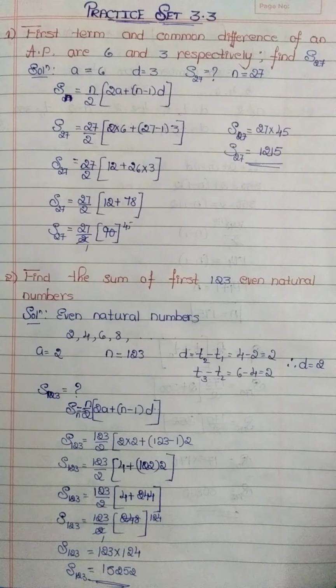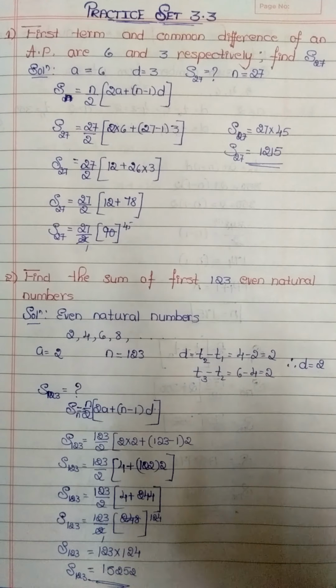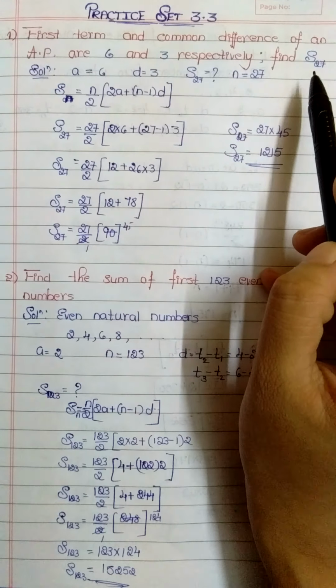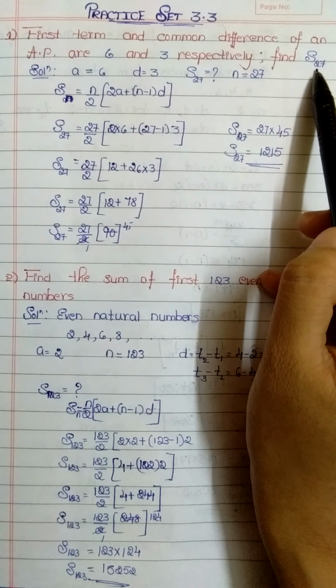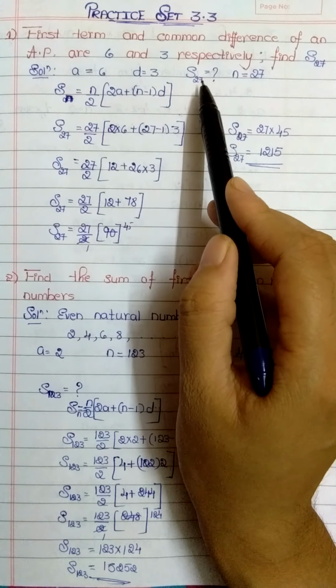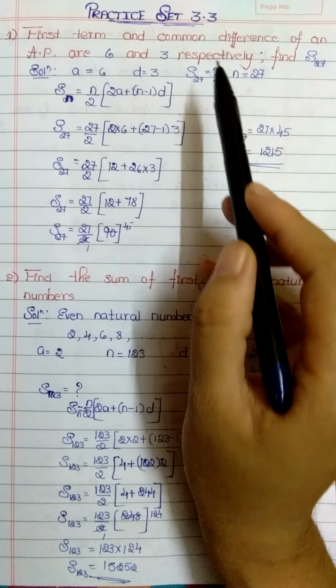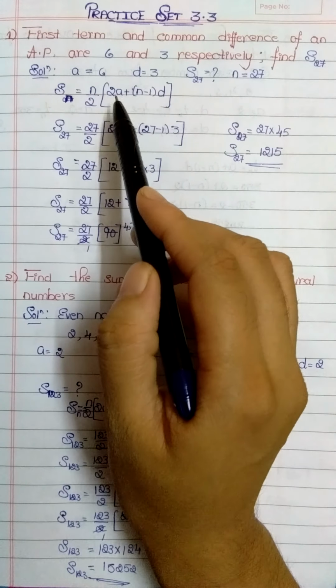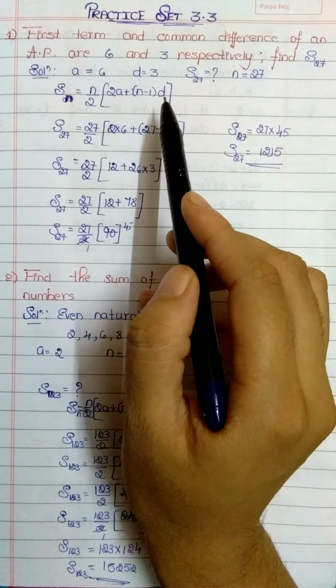Let's start our practice set 3.3, question number 1. Question number 1 is: first term and common difference of an arithmetic progression are 6 and 3 respectively. Find S27. Here a is given, that is 6, and d is given, that is 3, and n is given, that is 27. So a is 6, d is 3, n is 27, and we have to find S27. Here first term and last term we don't know, that's why we are using the first formula, that is Sn is equal to n by 2 into 2a plus n minus 1 into d.